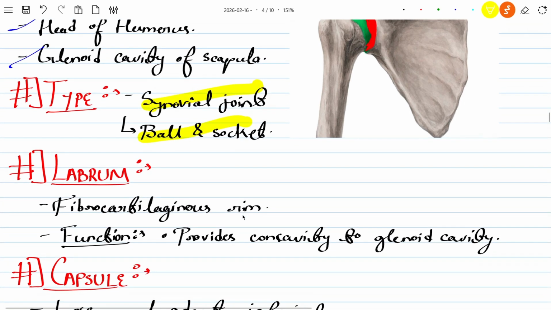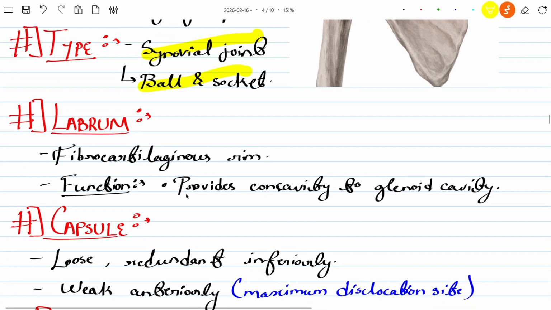Then coming to the labrum. The labrum is nothing but a fibrocartilaginous ring, which functions to provide concavity to the glenoid cavity.